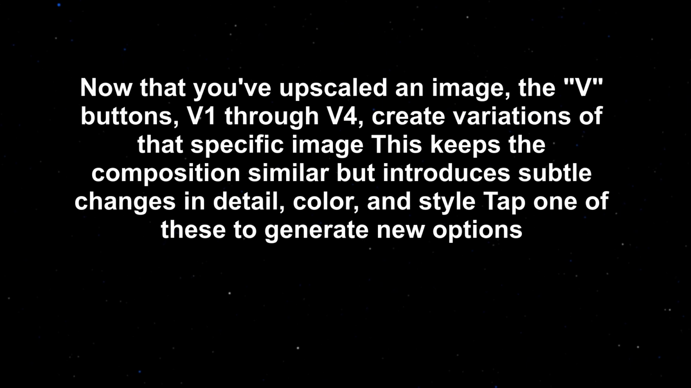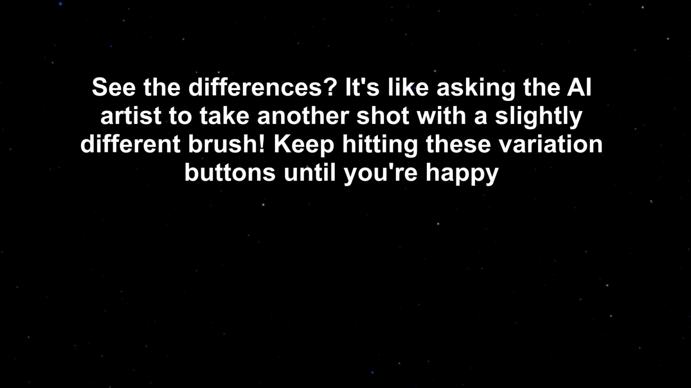Now that you've upscaled an image, the V buttons, V1 through V4, create variations of that specific image. This keeps the composition similar but introduces subtle changes in detail, color, and style. Tap one of these to generate new options. See the differences? It's like asking the AI artist to take another shot with a slightly different brush. Keep hitting these variation buttons until you're happy.